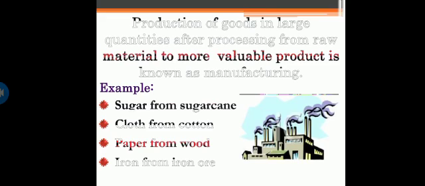Let us see an example over here. Sugar is manufactured from sugar cane, cloth from cotton, paper from wood, iron from iron ore. In these examples, sugarcane is a raw material which is used to manufacture sugar. Cotton is the raw material which is used to manufacture cloth. And wood is raw material to manufacture paper. Iron ore is the raw material to manufacture iron. So these are some examples of manufacturing processes.